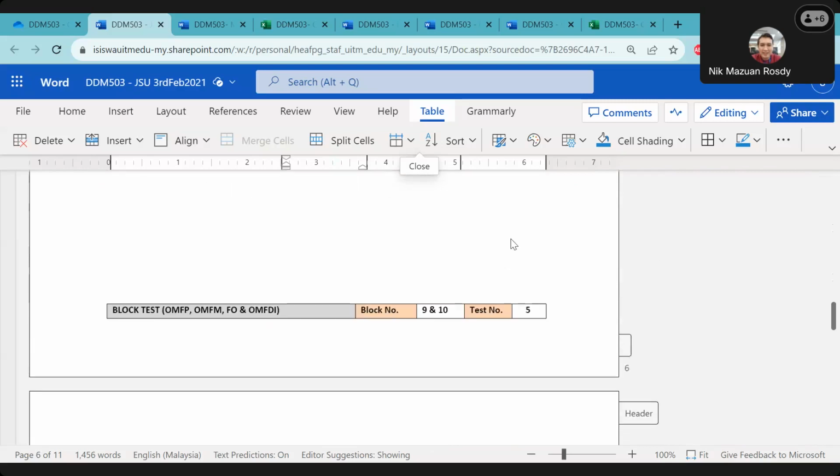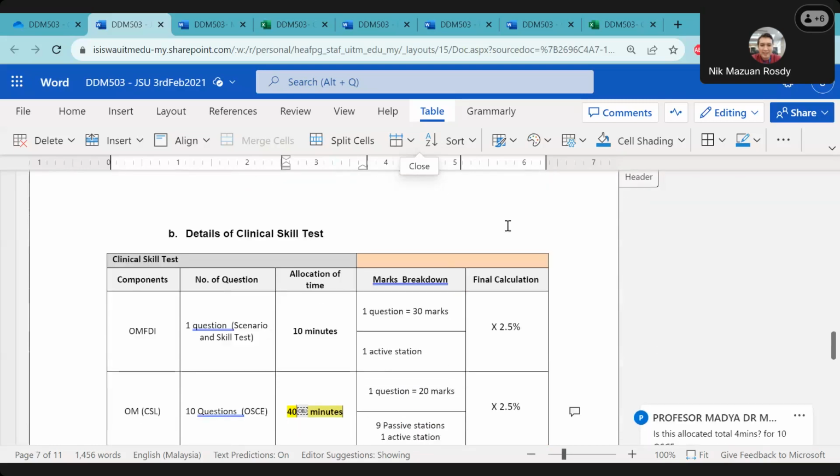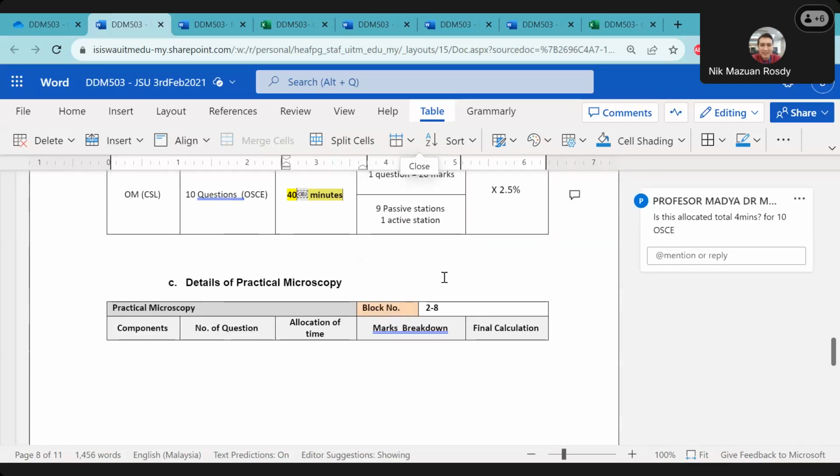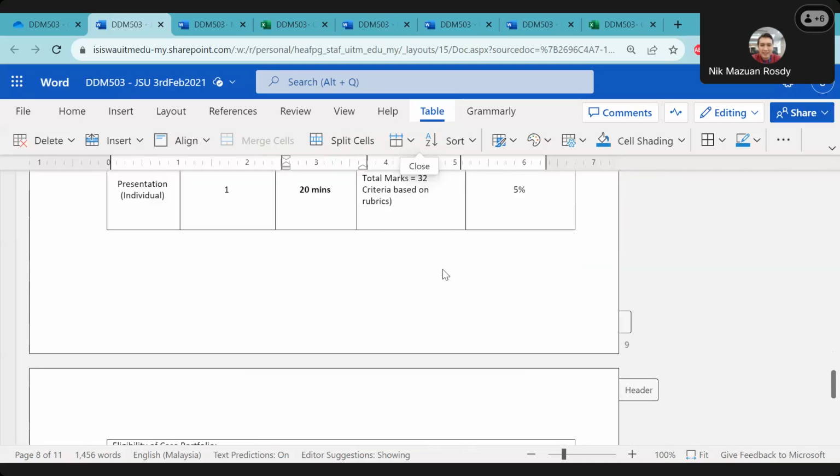So I go all the way the tables ni, because kita orang combine of 4 modules, so banyak lah kita orang punya table. Clinical skill test pun ada, practical microscopy. So kita orang listkan semua kat sini. What are the details here?